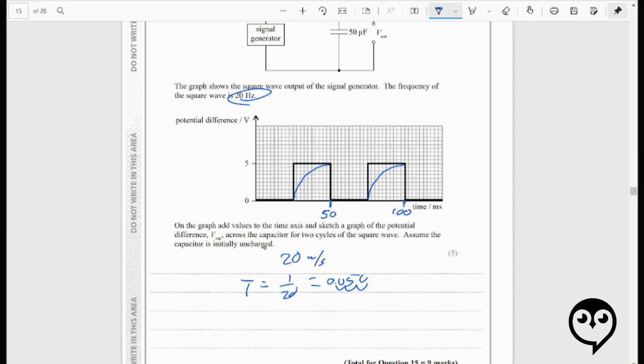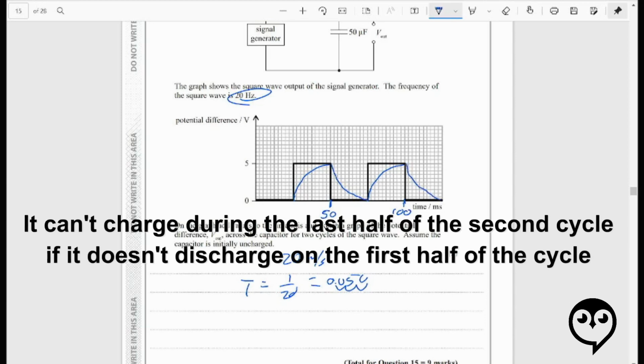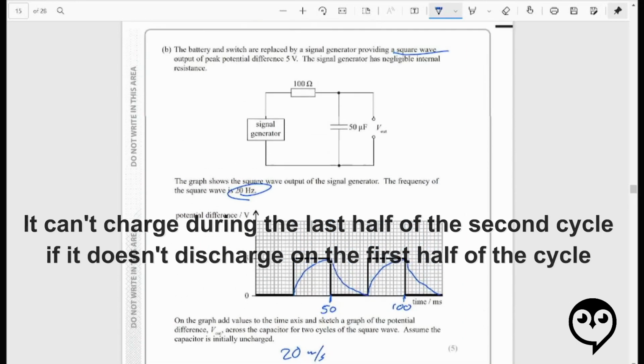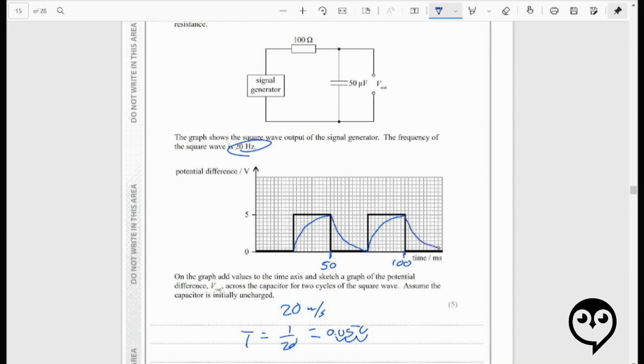Assume it's initially uncharged. Well, if it's initially uncharged, it's going to charge up, but then when it's off, it'll go on down. It will discharge. Because when it's off, what's going to happen? Well, it's still connected to that resistor, isn't it? So it will discharge as well. And this will decrease at a decreasing rate. Both are increasing or decreasing at a decreasing rate because the gradient becomes 0 at the end of that part.